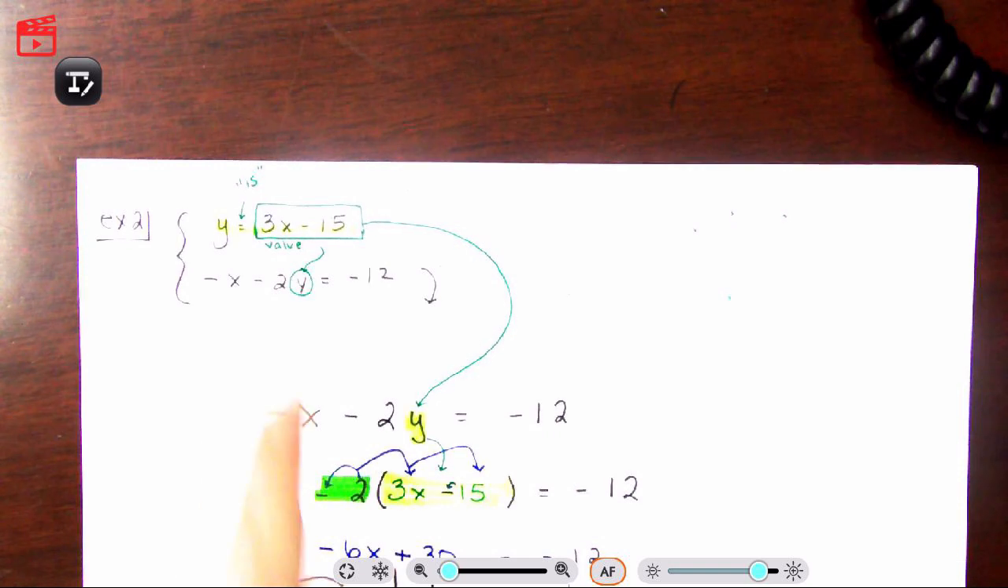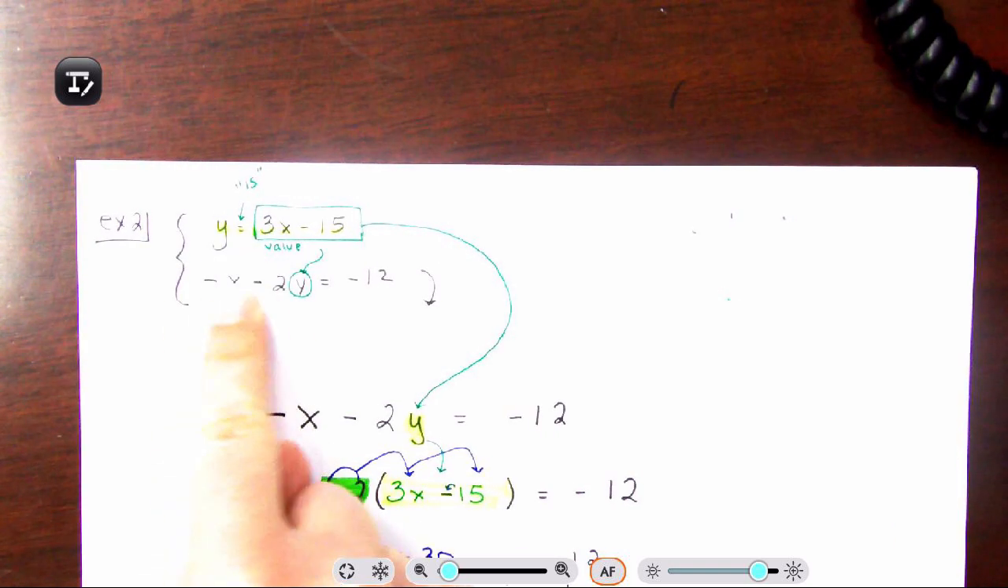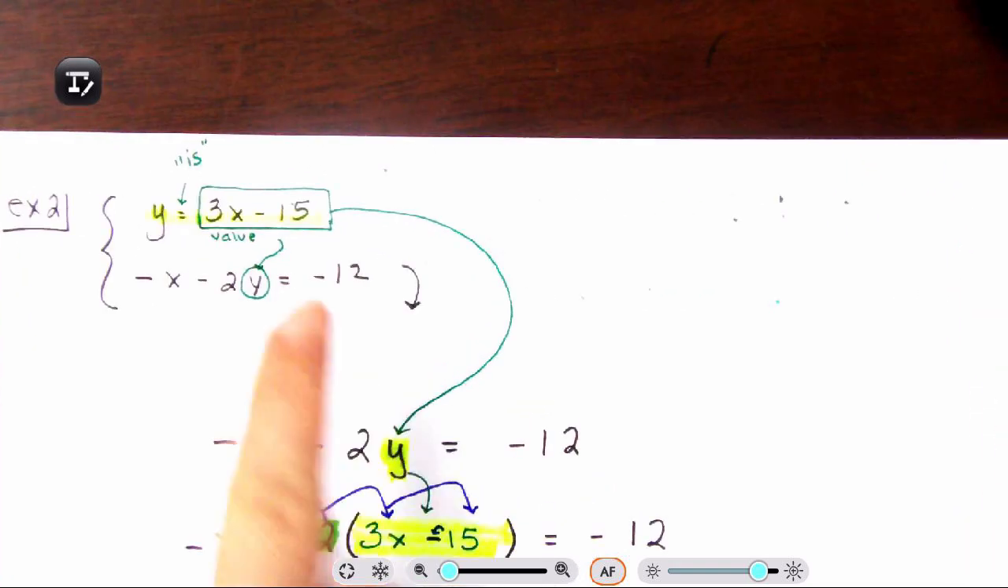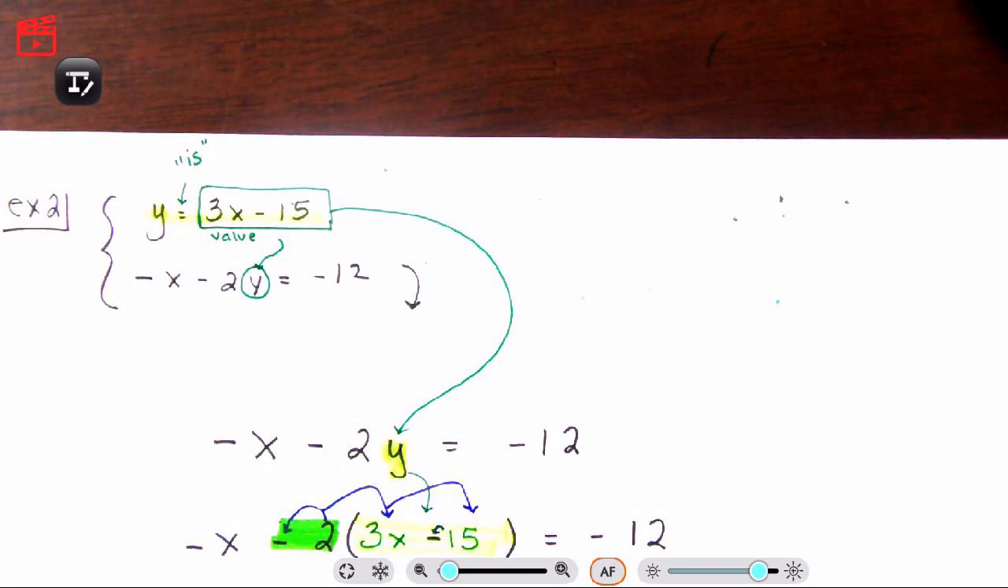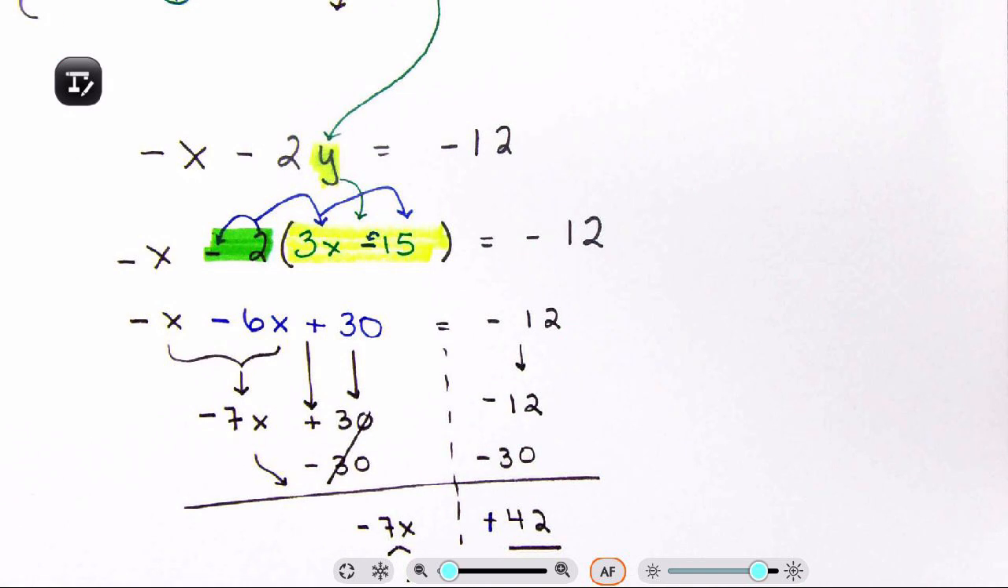Honestly, it doesn't matter. I like this one, the one on top, because this says y is. I have an x and a y on the same side in my secondary equation, and to me, that's a little bit more complicated. But you can choose whichever one you want. I'm going to choose the one on top. Let me copy it down, and then I will shift my paper.